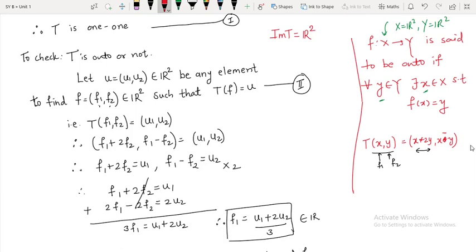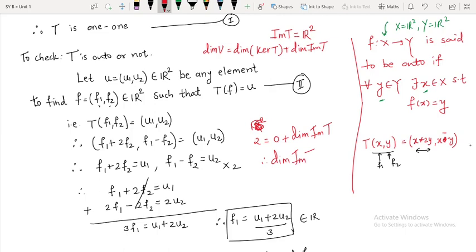Now if you try to use the rank nullity theorem, what is the rank nullity theorem? Dimension of V is equal to dimension of kernel of T plus dimension of image of T, right. Now what is our dimension of V? Our domain is R2 itself, so that is 2, so 2 is equal to, what is the dimension of kernel of T? 0, plus dimension of image of T. So therefore we have dimension of image of T as equal to 2.